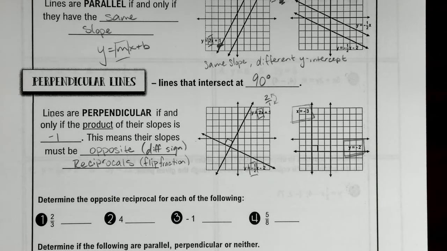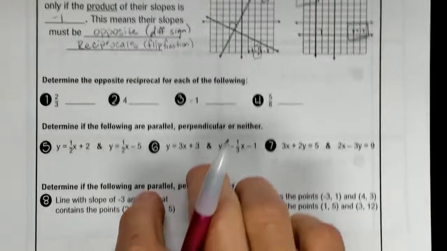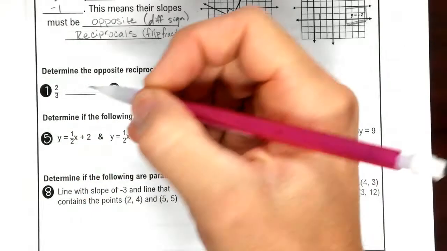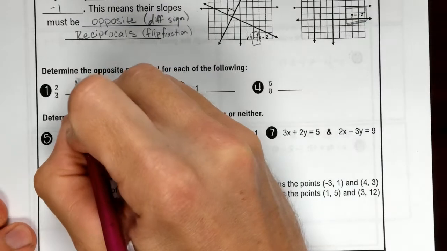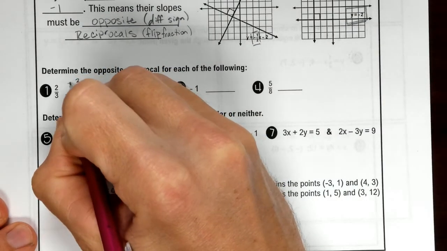Looking at my perpendicular lines, it says determine the opposite reciprocal for each of the following. So 2/3. Ryan, help me out. I need the opposite reciprocal. Opposite means I need a different sign. Reciprocal means I need to flip the fraction. So number 1's 2/3. I'm going to flip it and make it 3/2, and then I'm going to change the sign and make it a negative.